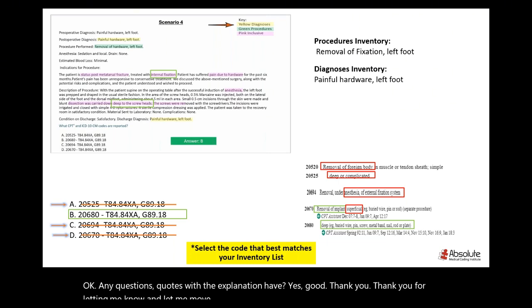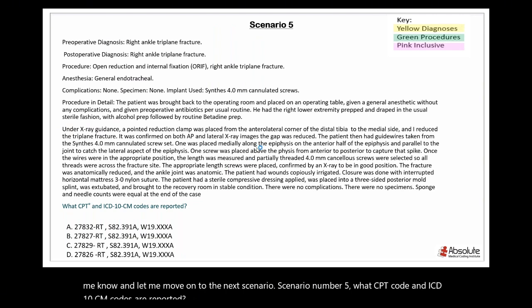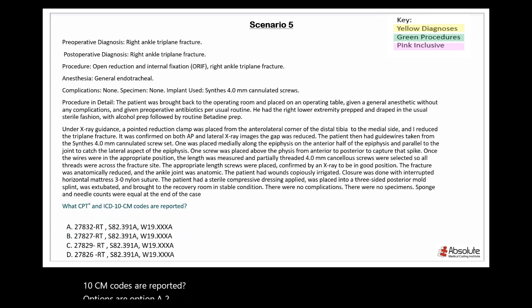The next scenario, scenario number 5. What CPT code and ICD-10-CM codes are reported? Options are: option A, 27832 RT. ICD codes are the same for all the options: S82.391A, W19.XXXA. Option B, 27827 RT. Option C, 27829 RT. Option D, 27826 RT.